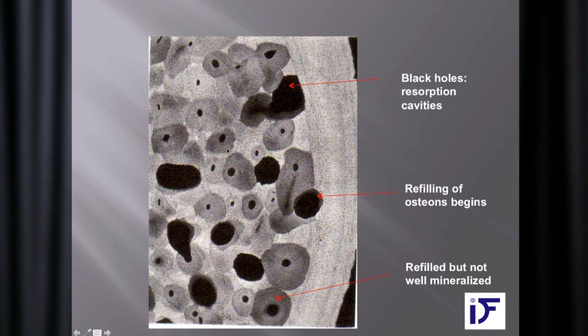So in most of these osteons, the refilling only begins. This osteon shows no refilling, so it's a little bit later. And you also see well refilled but not remineralized osteons in the lower part of the picture. The outer layer of bone consists of circumferential lamellae. So these lamellae are kind of holding the bone together, and these lamellae are produced by the periosteum.